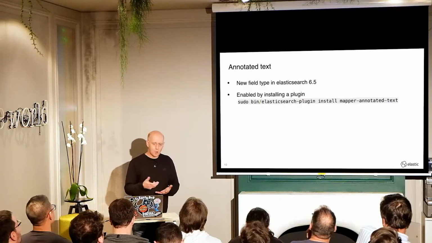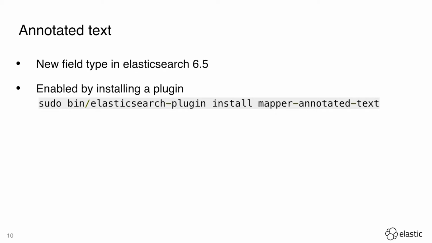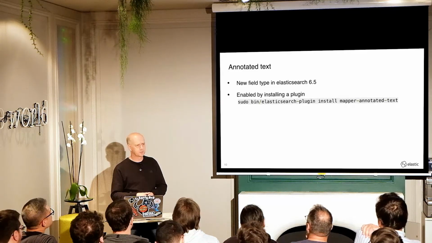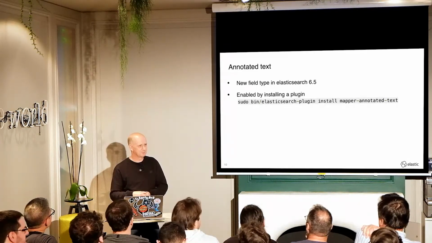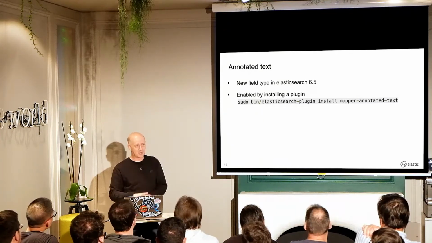So that's why we have this new field type called annotated text. It came in Elasticsearch 6.5, and it's a plugin which you have to install using this single command. So did you put this together, the plugin installer? Yeah, David. So when you install a plugin, thank David. And that's what it's doing here.